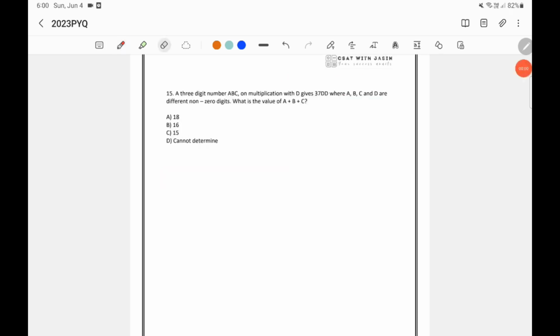Okay, so let's see the next question. A 3-digit number ABC on multiplication with D gives 37DD, where A, B, C and D are different non-zero digits. So they are distinct and they are non-zero, so 0 won't come. Now what is the value of A plus B plus C? So it is given that ABC into D will give you 37DD.